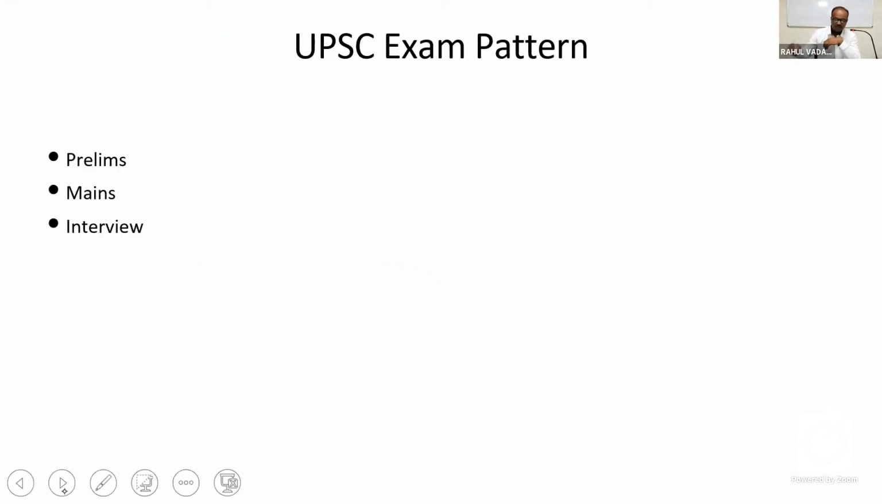So first, what is the UPSC exam pattern? As you know, UPSC has 3 stages: prelims, mains, and interview. In the prelims, we have GS1 and CSAT. CSAT is qualifying. Only the marks we secure in GS1 are counted for the merit list. In the mains, we have four GS papers: GS1, GS2, GS3, GS4, one essay paper, and 2 optionals. Again, we have language papers which are qualifying in nature. And third is the interview stage.